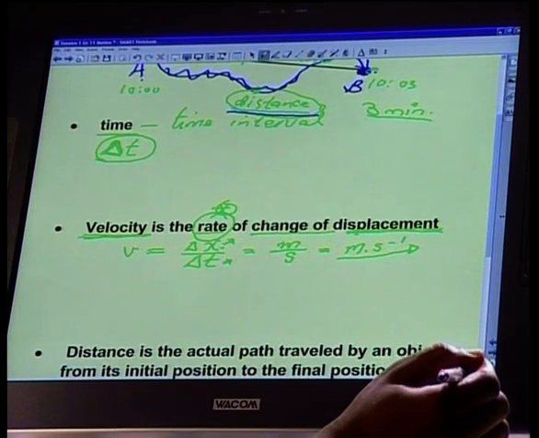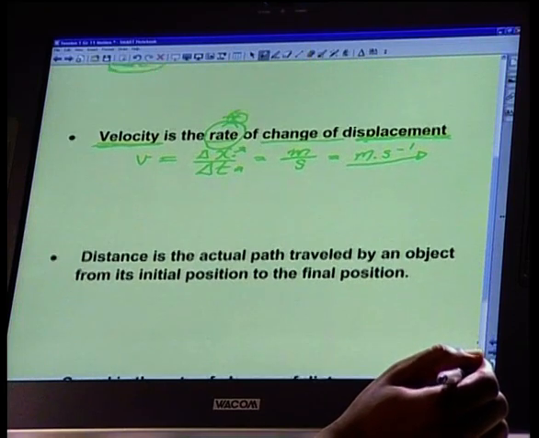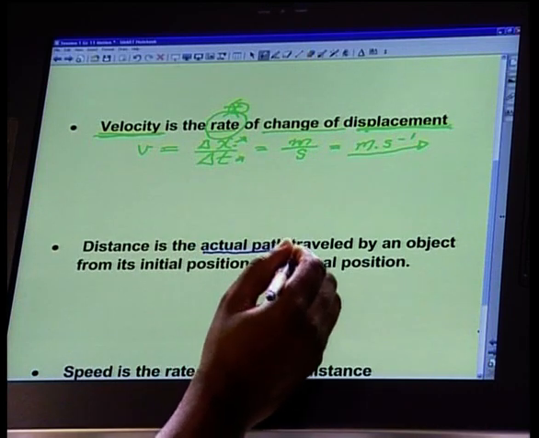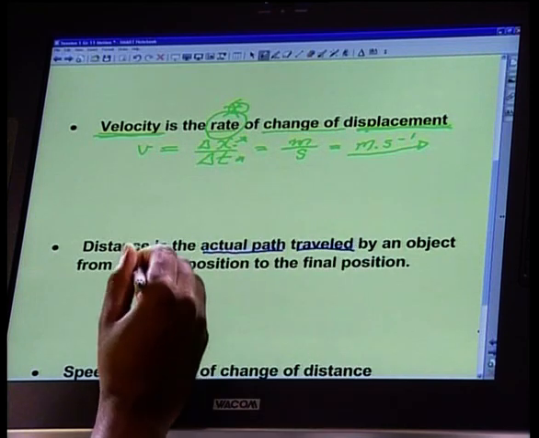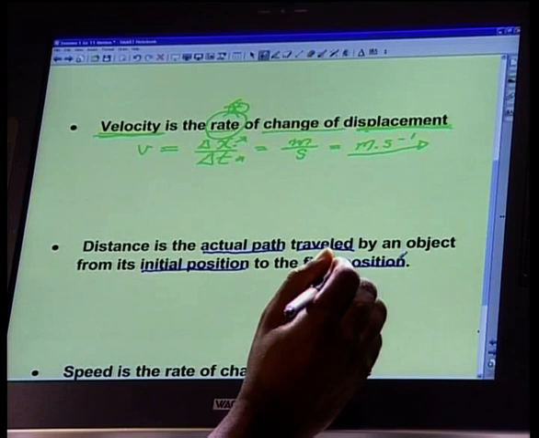How do we then define distance? Distance is the actual path traveled by an object from its initial position to its final position.